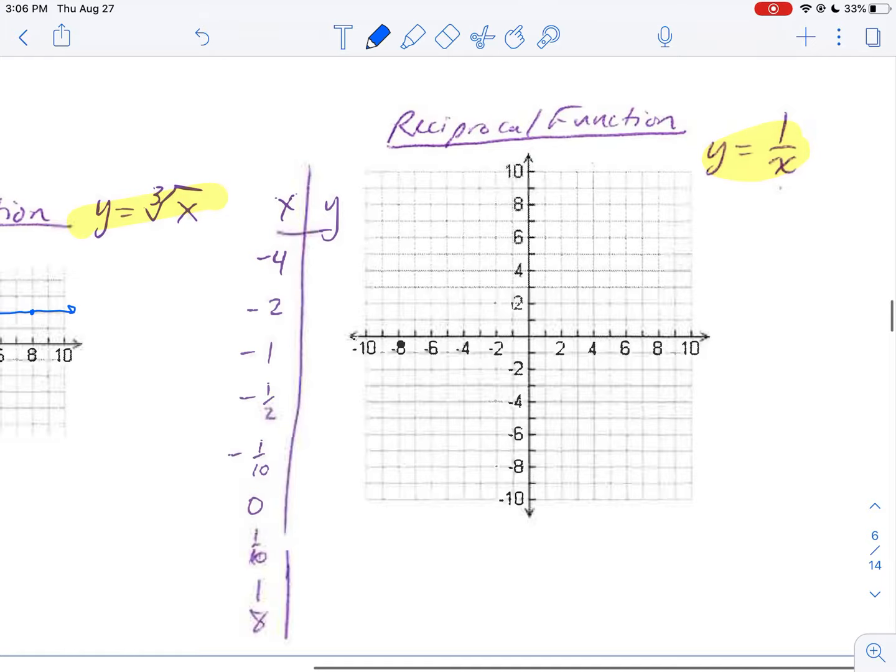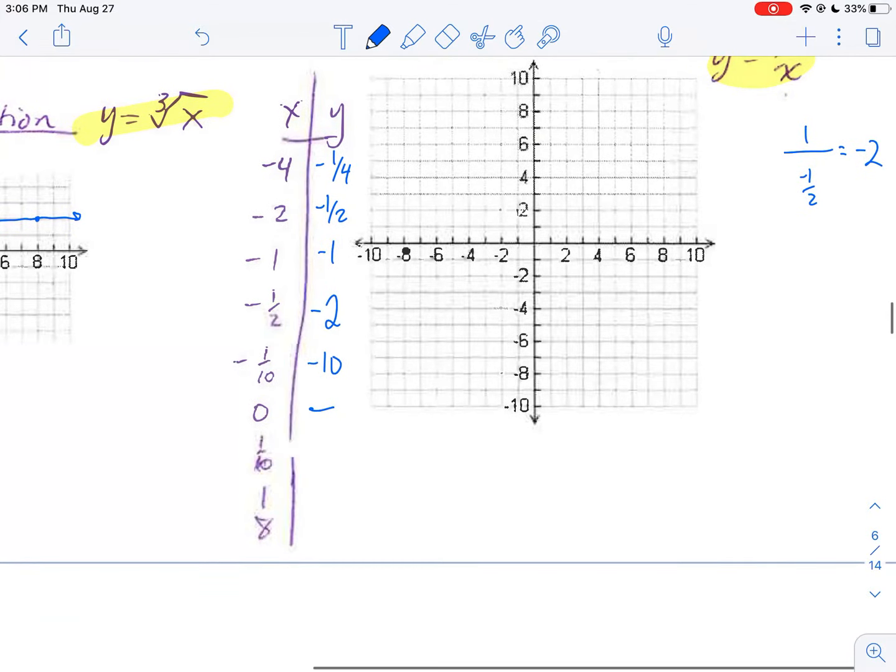A reciprocal function. Here's why. If you take 1 divided by -1/2, you could type it in your calculator and see, or you can multiply by the reciprocal, and you get -2. At 0, it's undefined.